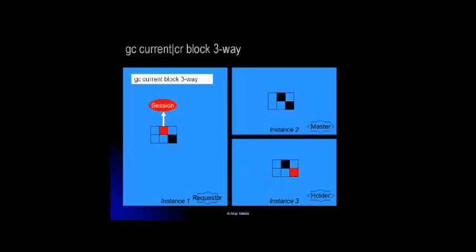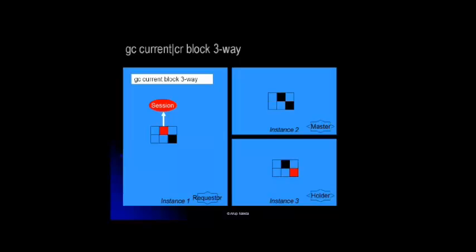No, there can't be, because the combination of requester, master, and holder is only up to 3 instances. So if you have a 3-node RAC or a 25-node RAC, it doesn't matter. You will always have only 3 hops of the request. The requester goes to the master to understand who has the block, and then the master goes to the holder and requests the block. That's it, 3 at a time.